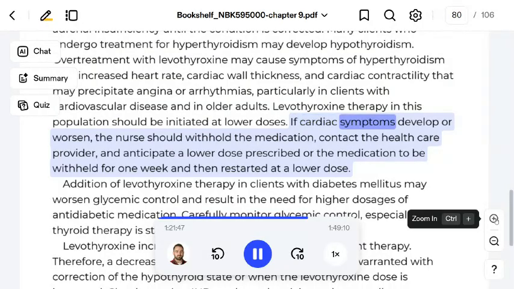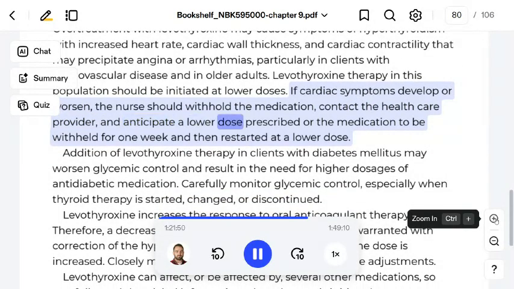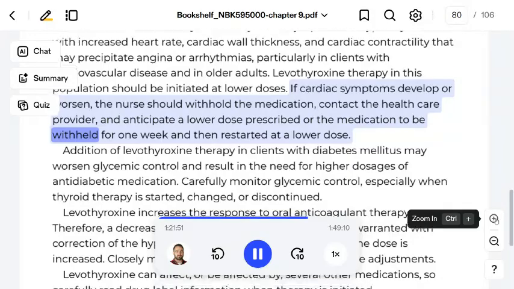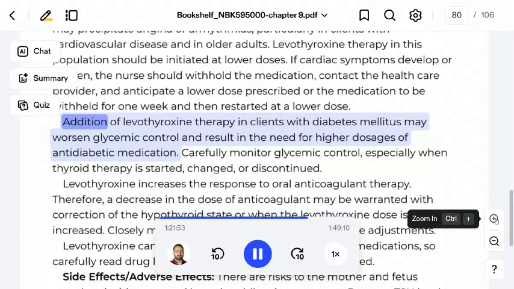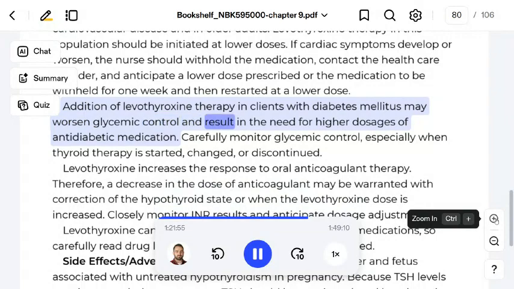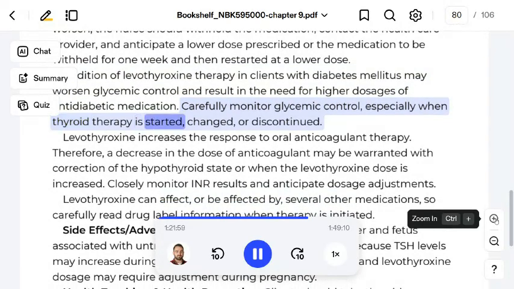If cardiac symptoms develop or worsen, the nurse should withhold the medication, contact the healthcare provider, and anticipate a lower dose prescribed or the medication to be withheld for 1 week and then restarted at a lower dose. Addition of levothyroxine therapy in clients with diabetes mellitus may worsen glycemic control and result in the need for higher dosages of anti-diabetic medication. Carefully monitor glycemic control, especially when thyroid therapy is started, changed, or discontinued.